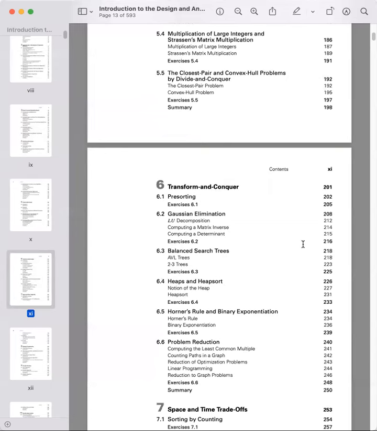On the Gaussian elimination, the only thing I would ask you would be to solve a system of equations, not the LU decomposition, not the matrix inverse, not the determinant. Okay. Balanced search trees.